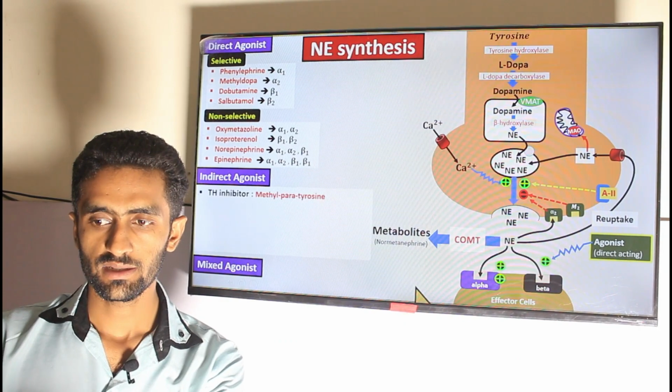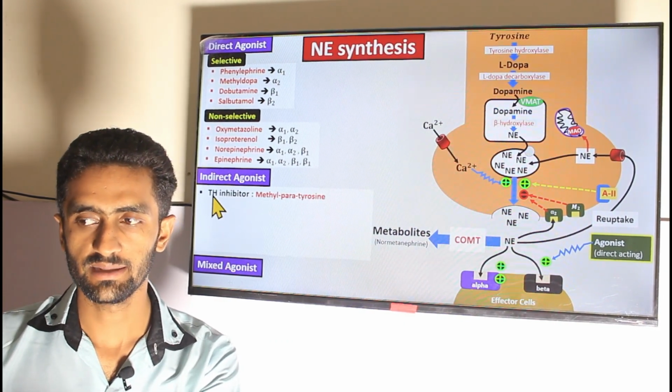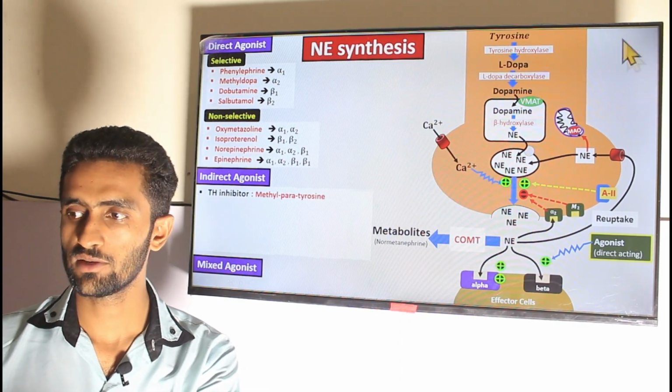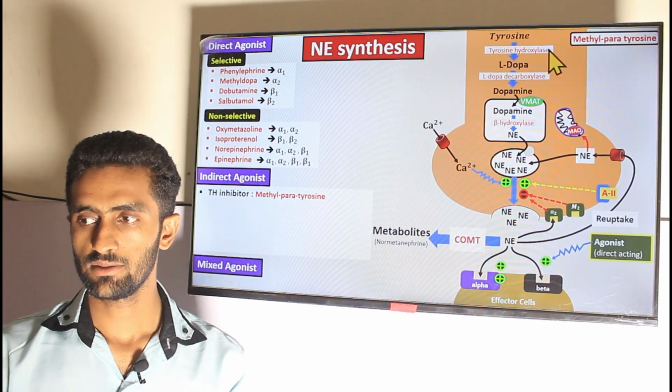Indirect agonists do what? They are the tyrosine hydroxylase inhibitors. They inhibit at this stage.